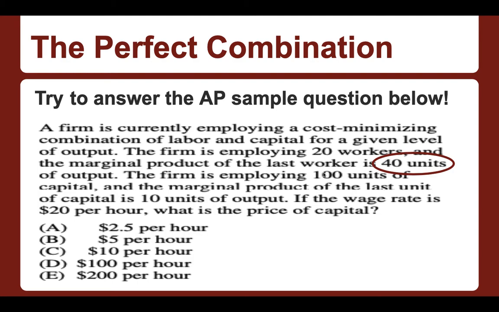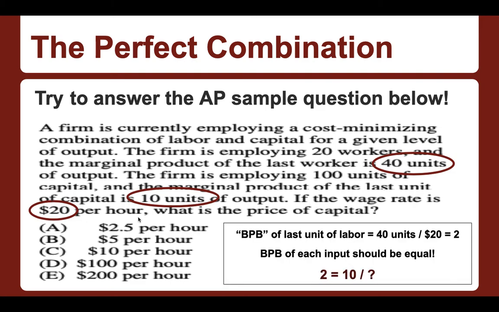The firm is employing 100 units of capital, and the marginal product of the last unit of capital is 10 units of output. So we have our marginal product there as well. The wage rate is $20 per hour. So what is the price of capital? We know that the firm is already cost minimizing. So they're just asking us, what must we be paying for that capital in order for this to be a cost minimizing situation? So we know we have $20 per hour.